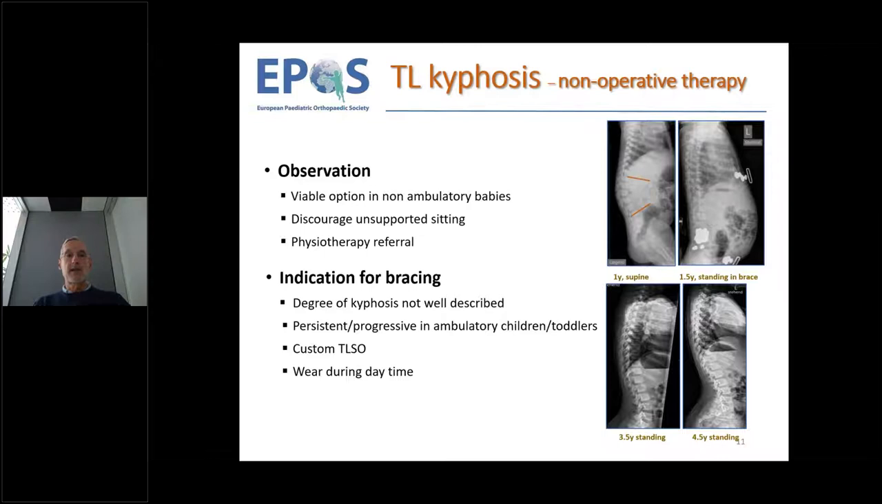Stronger indications for bracing are a high degree of kyphosis. So if it's 30, 40 or more degrees, if it's still persistent or even progressive, even if the children ambulate already, we prescribe a custom TLSO, which should be worn during the daytime.